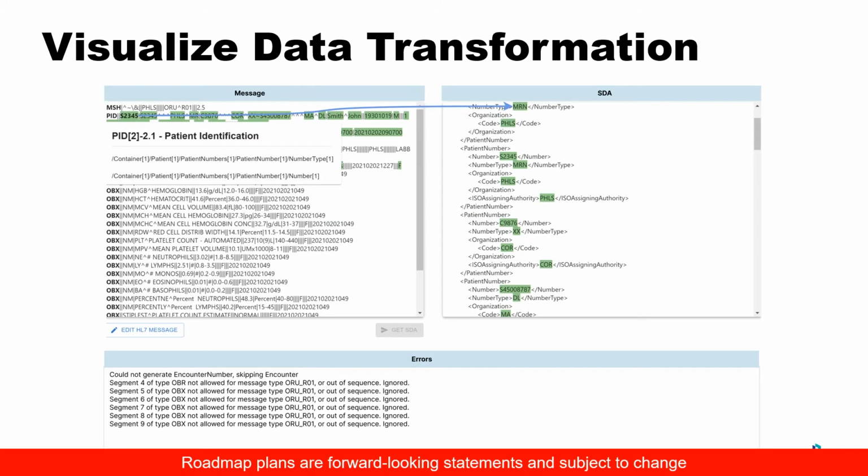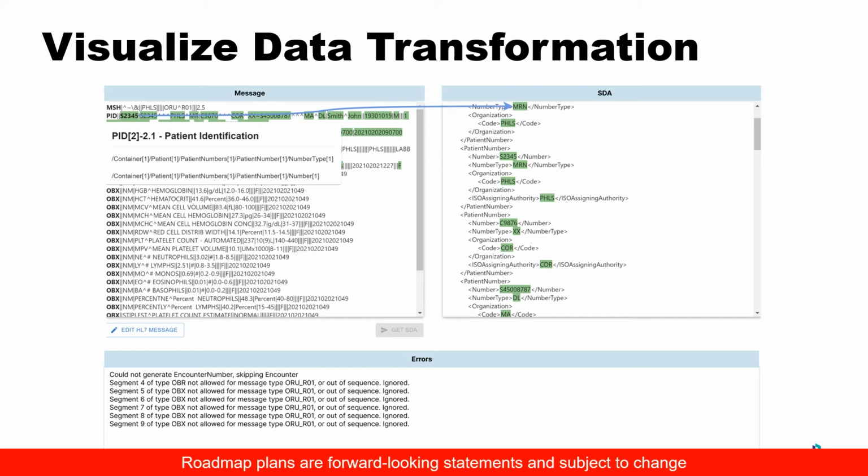Perhaps most excitingly, you can actually visualize the data transformation. So you can select from the list of messages that are within the profiling tool, or you can just copy and paste an HL7 message in. And you can see from that HL7 message the generated SDA. And you can see which values were saved in SDA, where in SDA it was mapped, and again, if there's any errors, alerts, or warnings that that message generated.